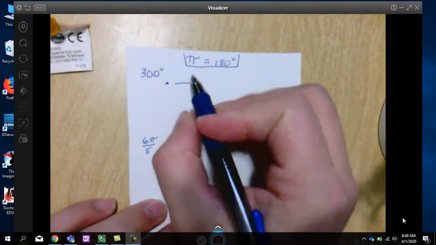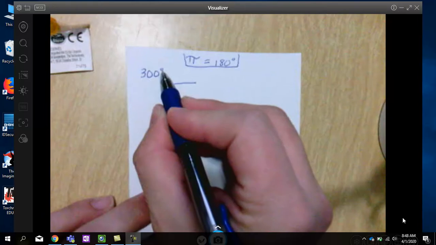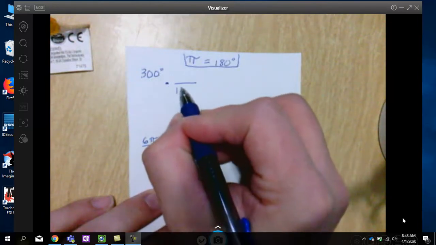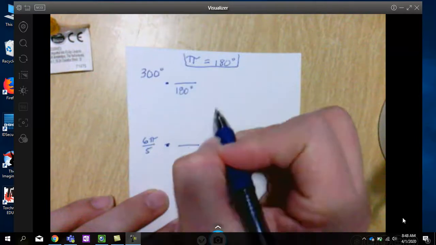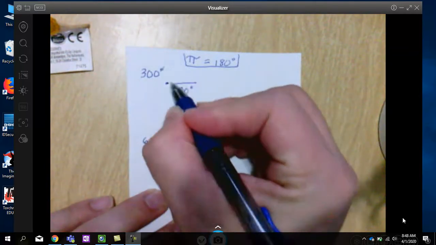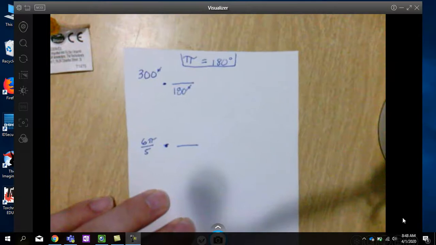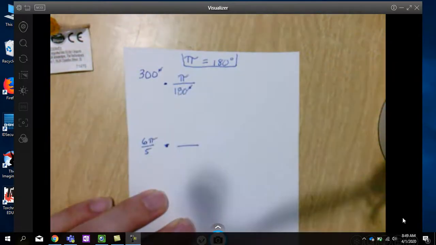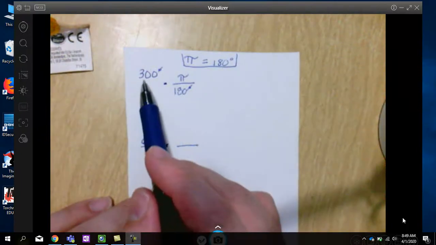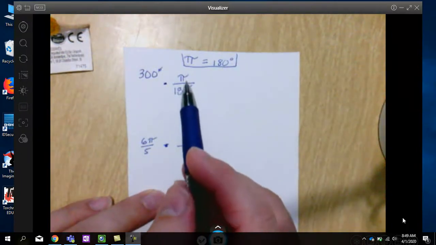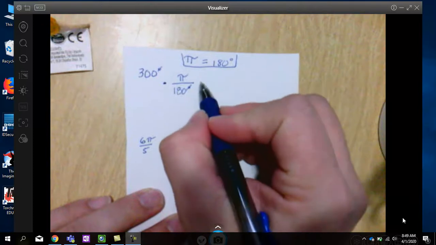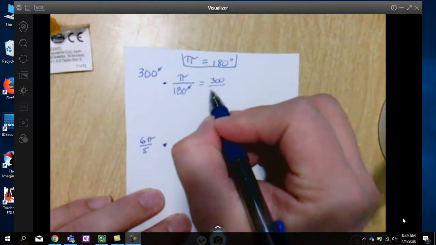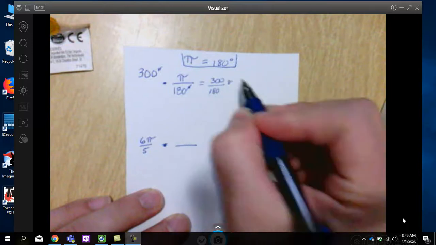And so in the first one, notice that we have a degree symbol here. We want to get rid of that degree symbol, so we're going to put 180 degrees on bottom. That allows me to cancel the degree unit and leave myself with something else. And here we have pi. So whenever we want to go from degrees to radians, we're going to put pi over 180. Now the way this is actually going to look is 300 over 180 with a pi.